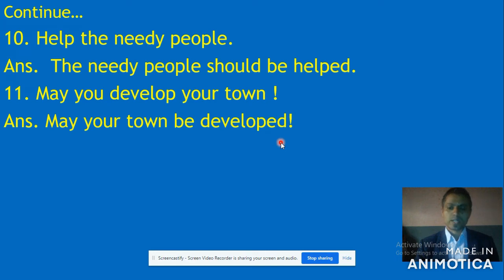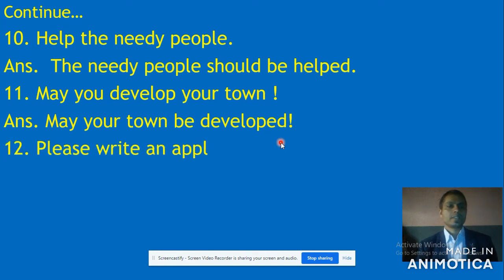Now next one, the last number, 12, but not least. Please write an application. So now this sentence is what? Also an imperative sentence, but the function is request. Please write an application.